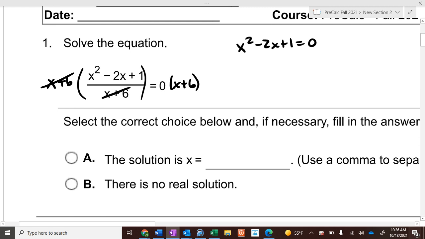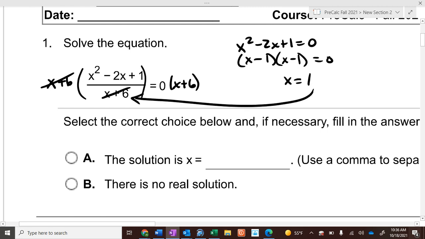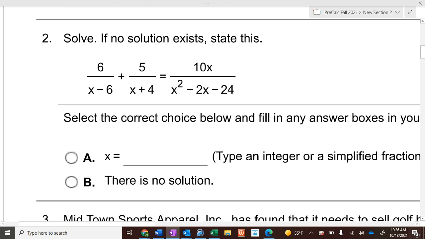It's just the numerator equals 0 then, because 0 over anything is 0. So let's factor it. How does it factor? x and x, minus and minus, 1 and 1, so x equals 1. If we plug that back in, what's 1 plus 6? 7. Does that work on the bottom? Yeah. So the solution is x equals 1. Okay, easy peasy lemon squeezy.